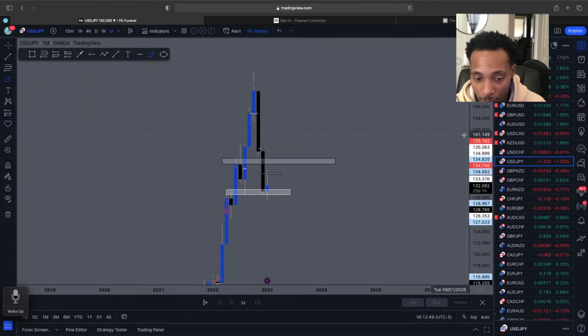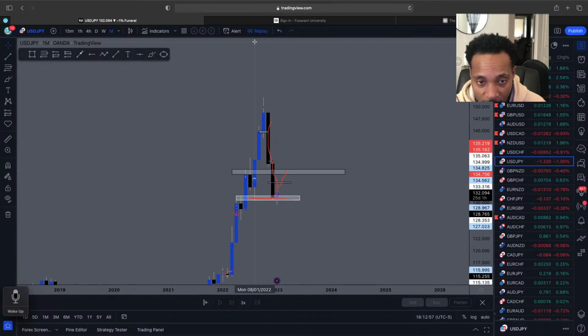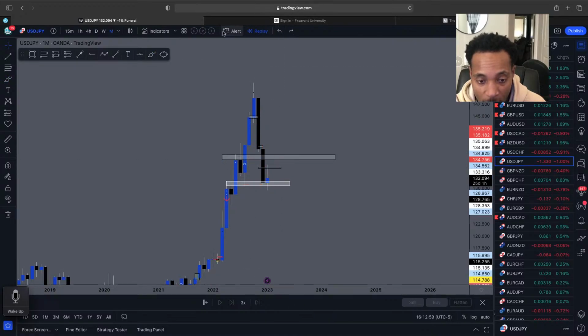Last but not least of the Forex market is USD JPY. USD JPY pushing to the downside, found a level of support right in here. Could anticipate the market coming back to retest some previous levels.